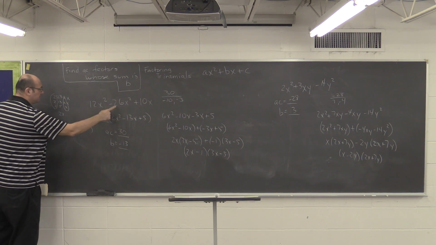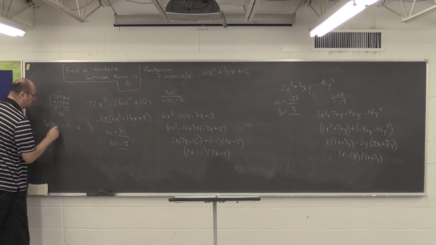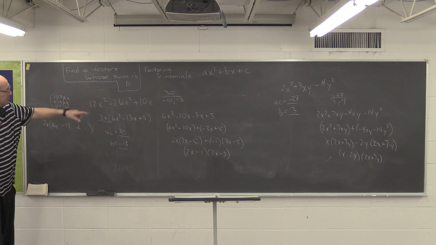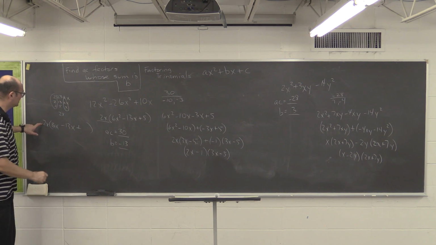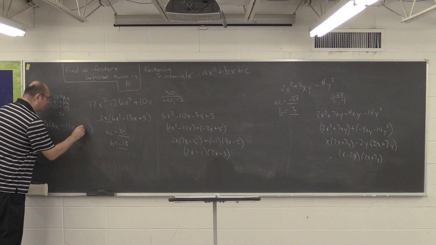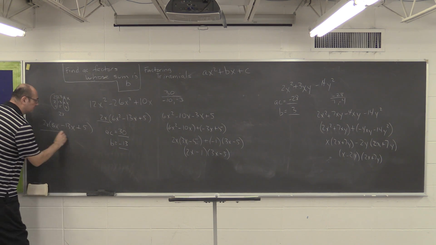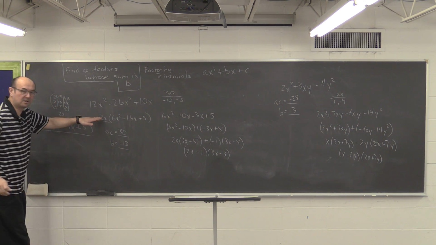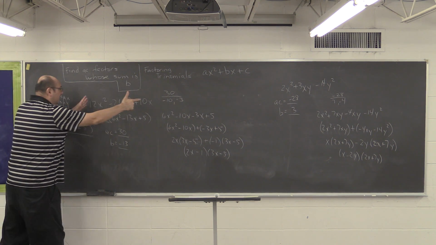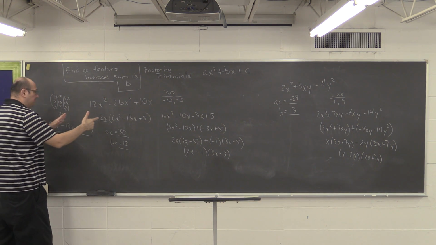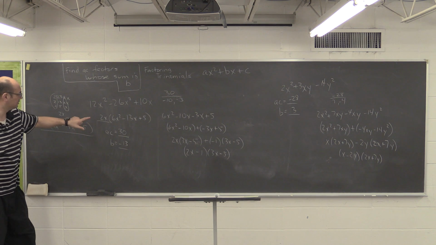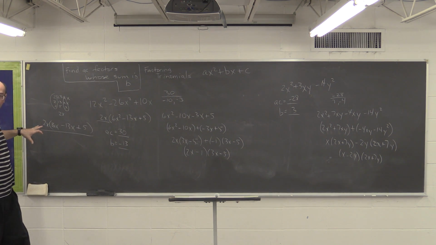2 times what gives me negative 26? That would be 13. I've got an x here, and I need to go to 2 x's, so that's x. 2 times what gives me 10? That would be 5, and I already have an x. So this right here is what this becomes. So this has been factored one step to pull out the 2x. So now the 2x is pulled out, and guess what?